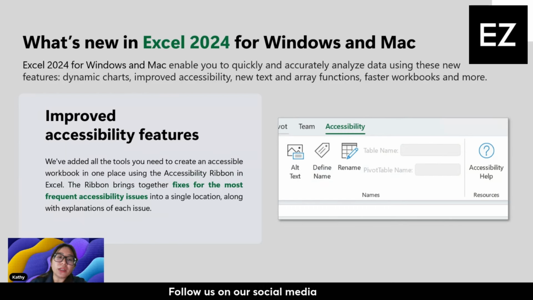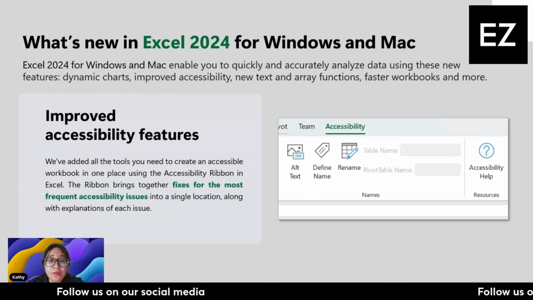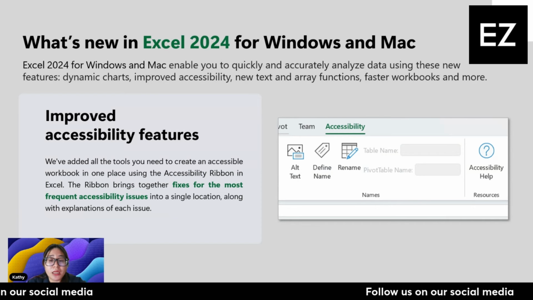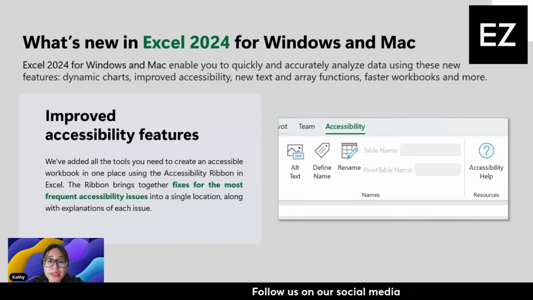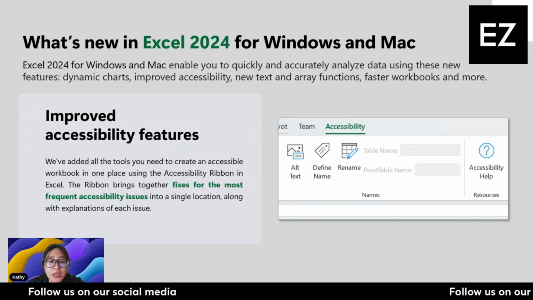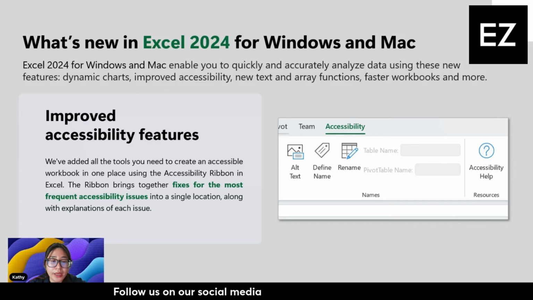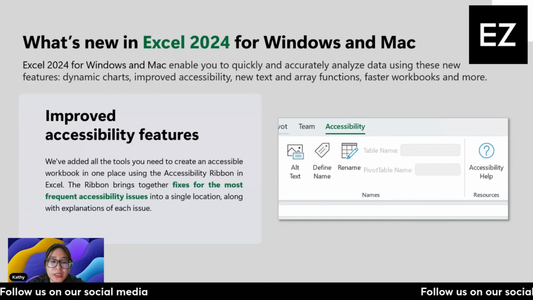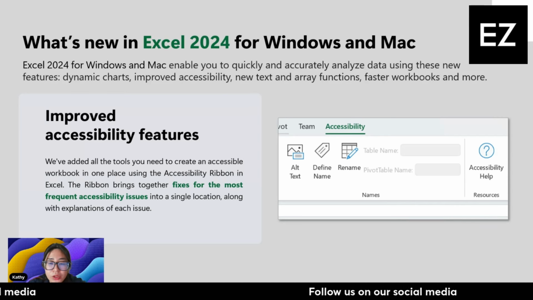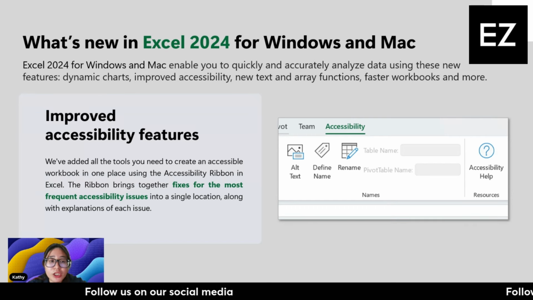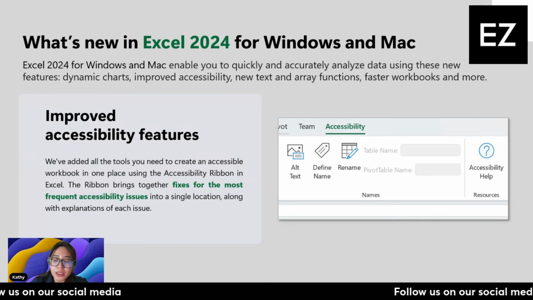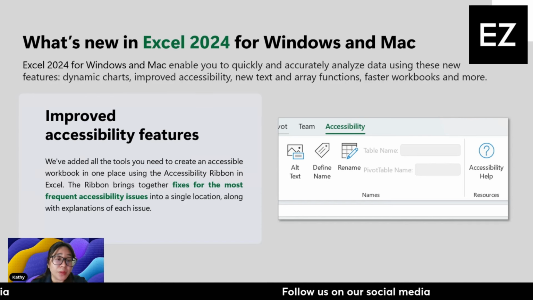Then back to accessibility again. Accessibility is available in all of the Office apps, so it's not just for Word, but in Excel as well. Accessibility help is available in the ribbon. The ribbon brings together fixes for the most frequent accessibility issues. If the accessibility checker finds anything, it will notify you and ask, would you like to change this so it's a bit more accessible, for example?